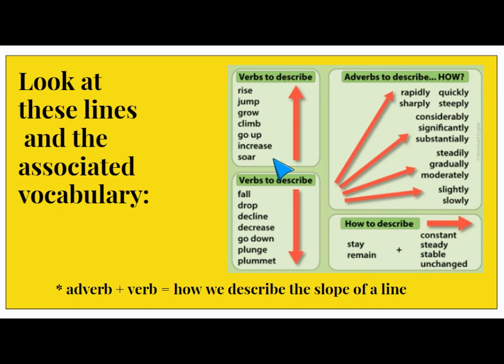So anything that is rising, any kind of increase where your data point on the right side is greater or higher than the data point on the left, you're looking at a rise, a jump, a growth. You're looking at the data climbing, going up, an increase in data, the data soaring, different verbs. And if it decreases, if that data point on the right is less than the data point on the left, you're looking at a decrease. So the data is falling, or you might say there's a drop in data, or a decline, or a decrease, or the data is going down, or there's a plunge, or it plummets.